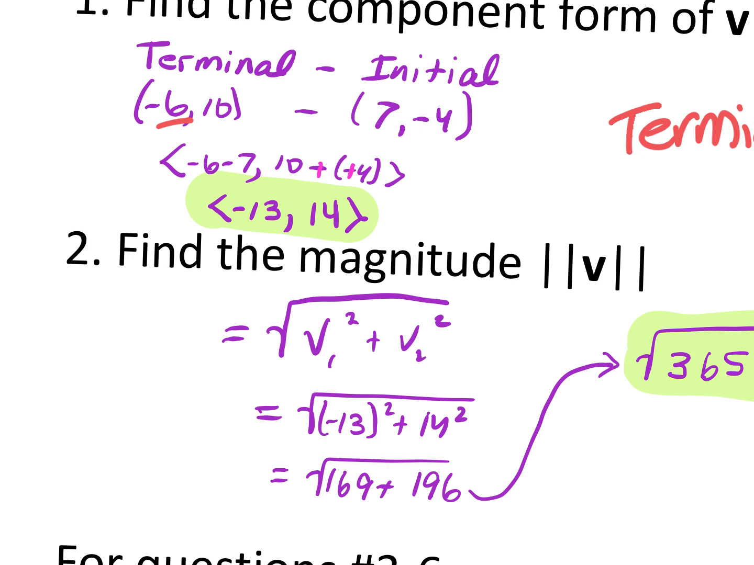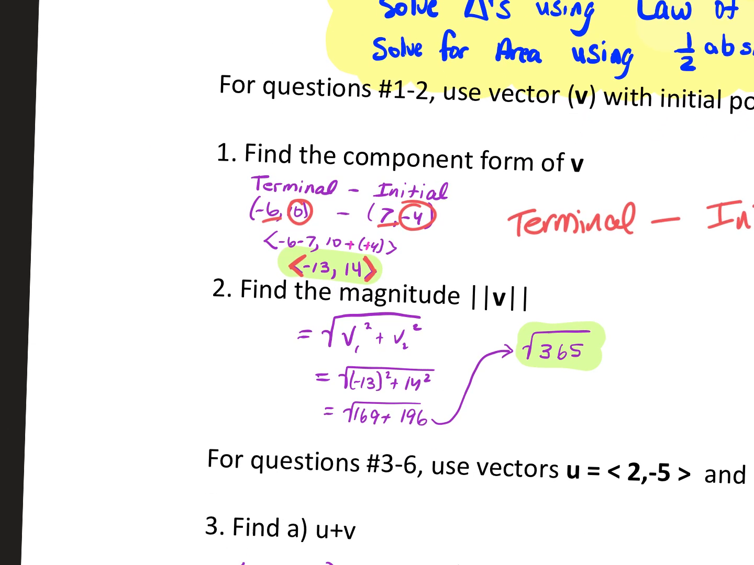Remember, first with first, second with second. Always keep first stuff with first, second with second. When you write your component form of a vector, make sure you have your pointy brackets on the end, however you want to say it. All right, super important.